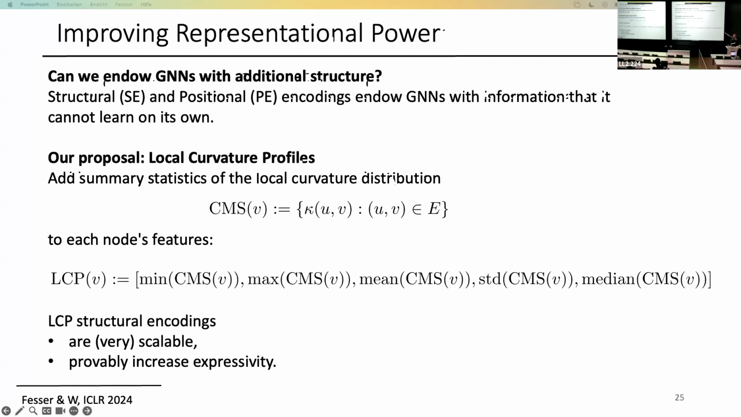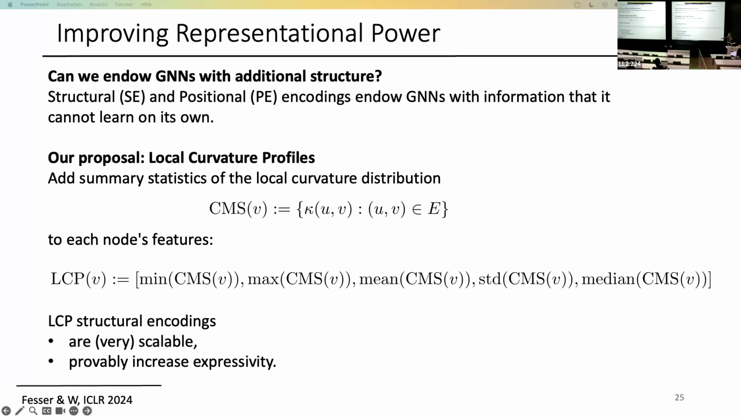So this is what you see here: structural and positional encodings are two different types of giving the network access to such information. And the spectrum of the graph Laplacian would be a classical example of positional encoding. You probably already guess what we are proposing. We're talking about curvature. So can we use curvature characterization to give the graph neural network additional information?